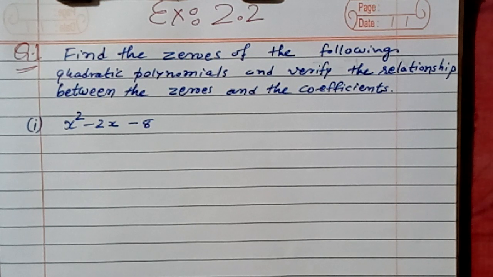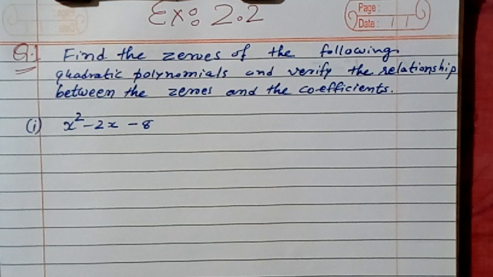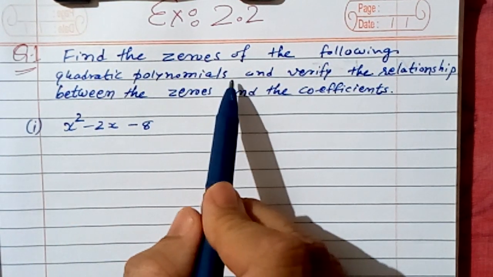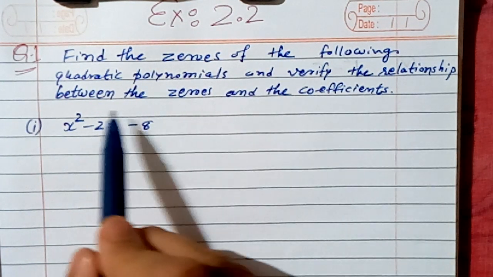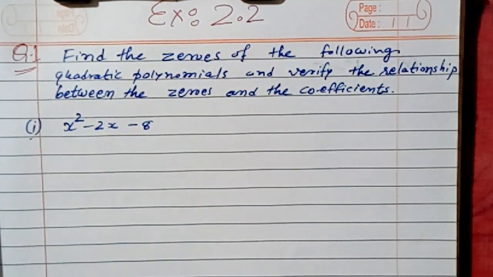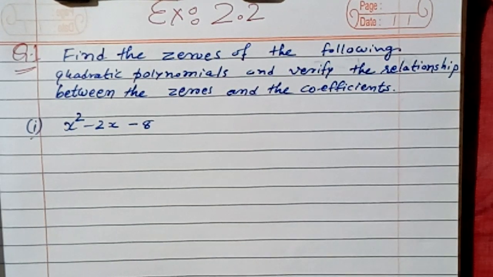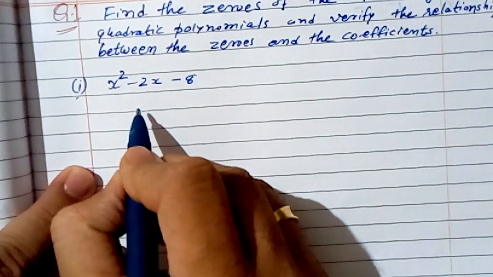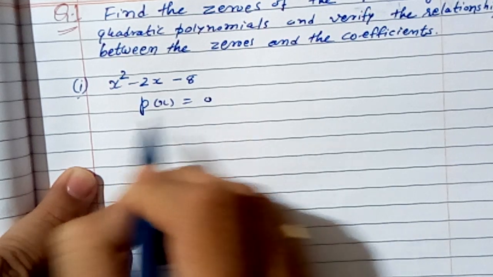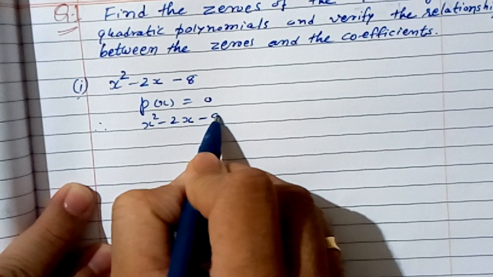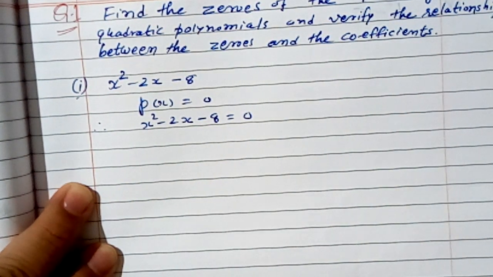Dear students, now we are studying exercise 2.2. You can see question number 1. Find the zeros of the following quadratic polynomials and verify the relationship between the zeros and the coefficients. Question number 1, first one, x square minus 2x minus 8. We are taking that polynomial p(x). So we take p(x) equal to 0. Therefore, x square minus 2x minus 8 equal to 0.